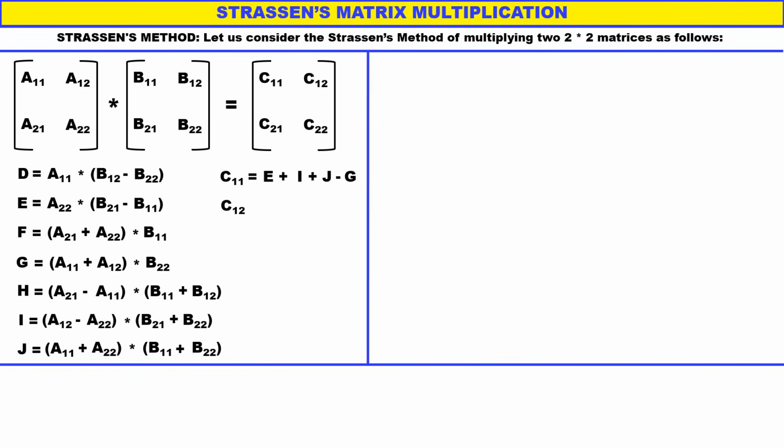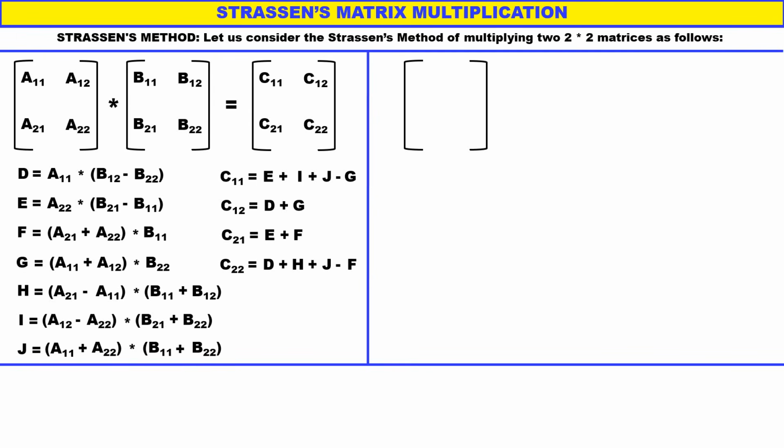So what is the formula for C12? D plus G. What is the formula for C21? E plus F. What is the formula for C22? D plus H plus J minus F. See, what he did was, using the values of D, E, F, G, H, I, J, he computed the values of C11, C12, C21 and C22. Now let us check whether these formulas are proper or not. Because he has given some formulas, we have to know whether these formulas will give the proper answer or not.